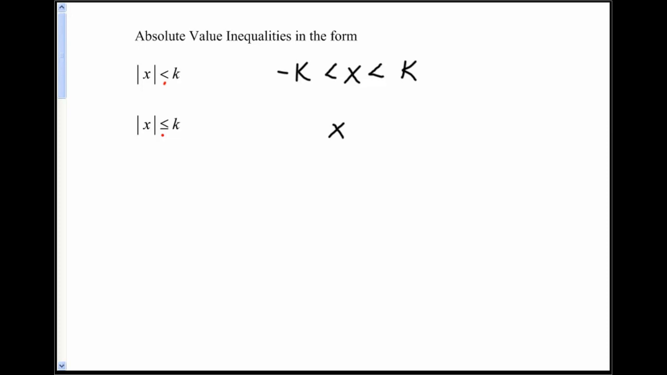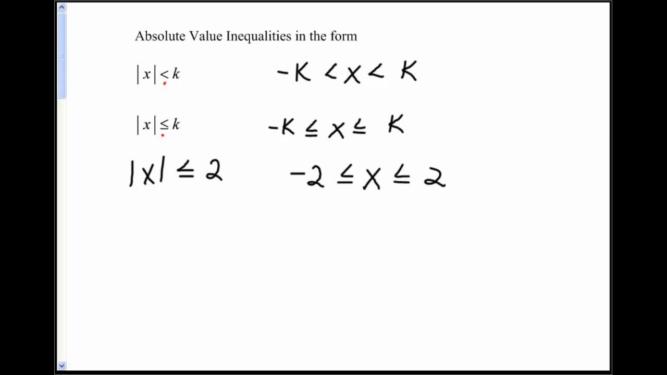And the second absolute value inequality would be rewritten using the less than or equal to sign. And again, x is in between and equal to negative k and k. Substituting a number for k, if we have the absolute value of x is less than or equal to 2, this translates to x is going to be between and equal to negative 2 and 2.